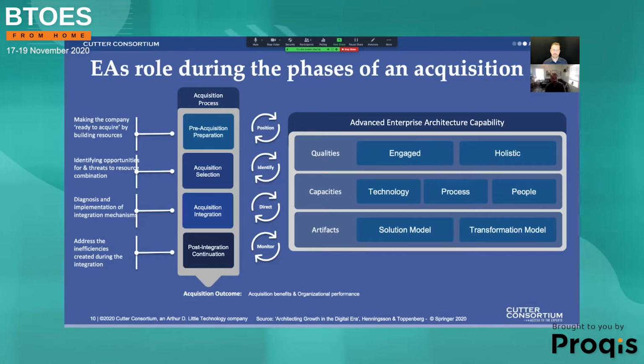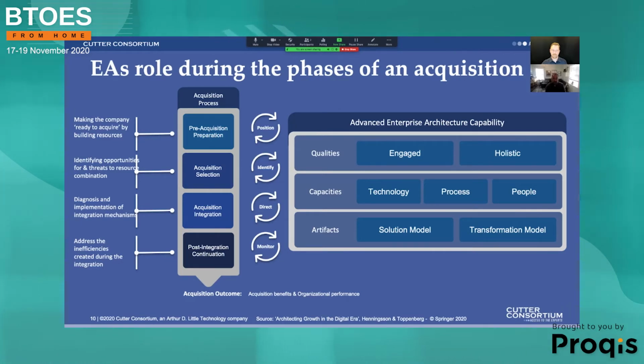I'll go through the acquisition process here on the left-hand side and explain a little bit more, and then we'll get over on the right-hand side as well. Going from pre-acquisition preparation to the process of acquisition selection, this is where, depending on the type of EA organization is in your company or the EA organization that you're leading, you may have different ways of impacting this process.